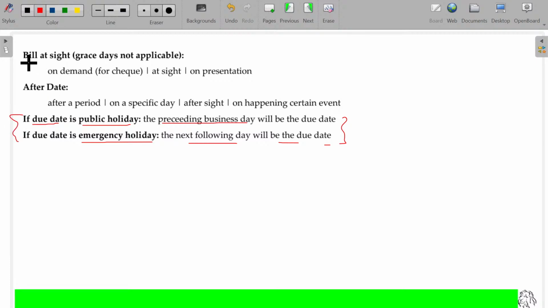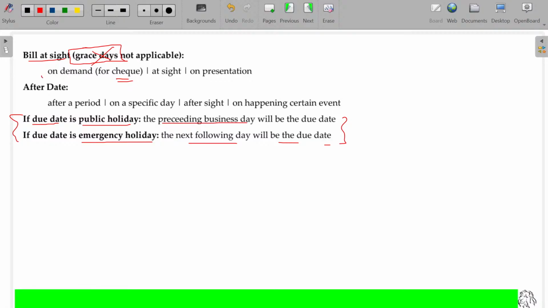Sometimes the bill may be called a bill at sight. For those types of bill, we don't have the grace days. A good example for this is a check. If you give the check to the banker, the moment the banker sees it, he has to settle the payment immediately. He will not say, give the bill, come after 3 days. He cannot say so. So a check is one of the beautiful examples of a bill at sight.